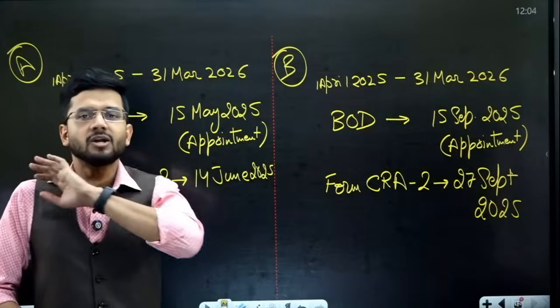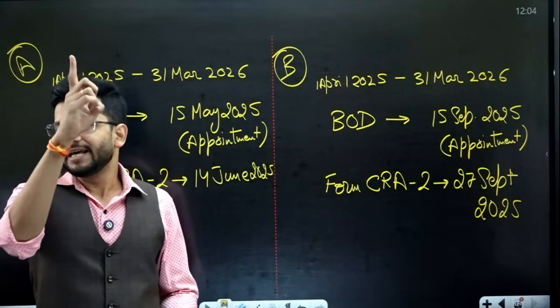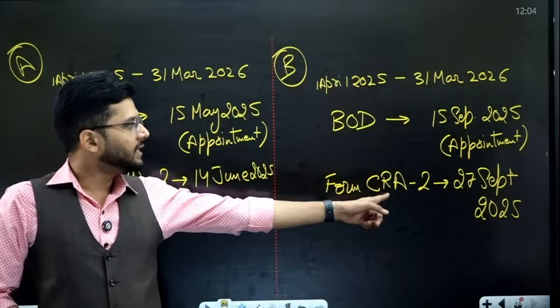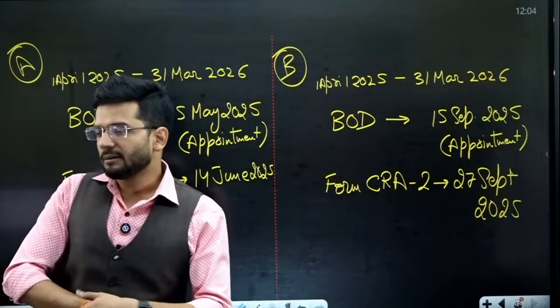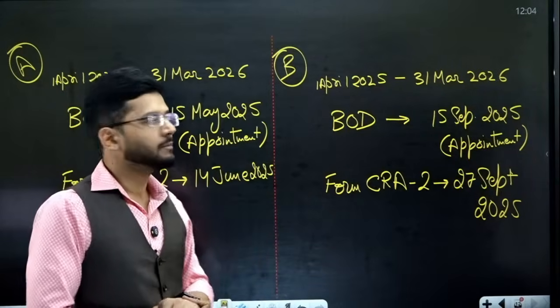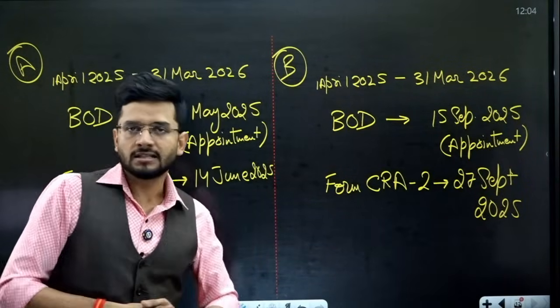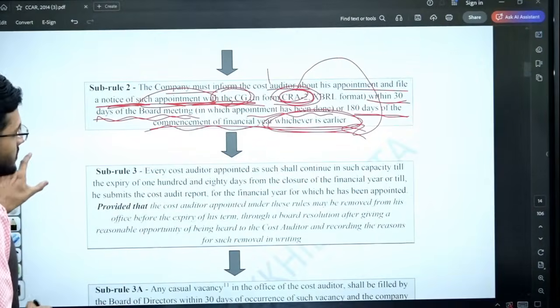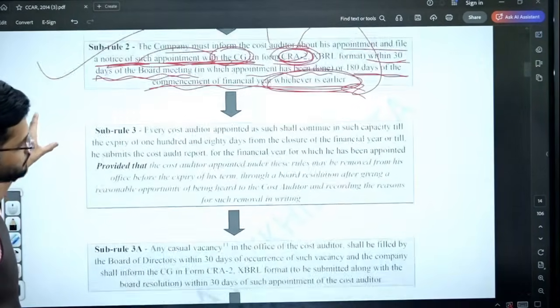Yes. The limit cannot go beyond 180 days. The limit is 180 days. So Form CRA2 should be filed up till latest by 27th of September. So the right answer is 27th of September in case B. In case A, the answer will be 14th of June. That's the point which we really need to understand with respect to sub-rule 2.